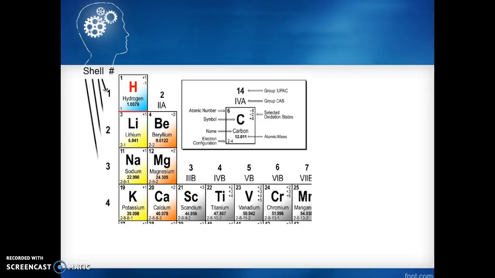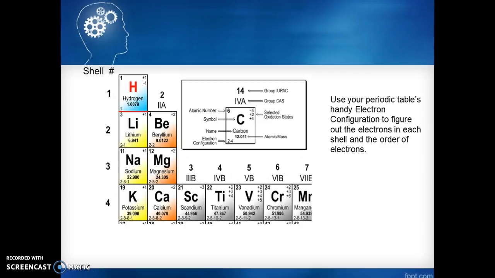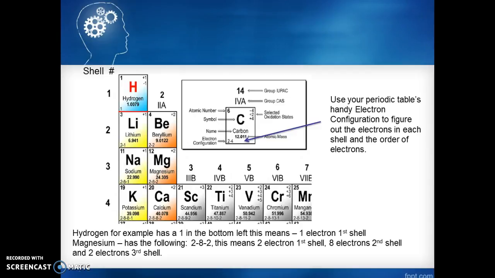And one other little handy thing to look at, and you have this on your periodic table as well, is the electron configuration. You'll note it's in the bottom left-hand corner of each of the symbols. So here we have hydrogen, there's a 1, lithium, 2-1, sodium, 2-8-1, etc. So let's take a look at how this looks.